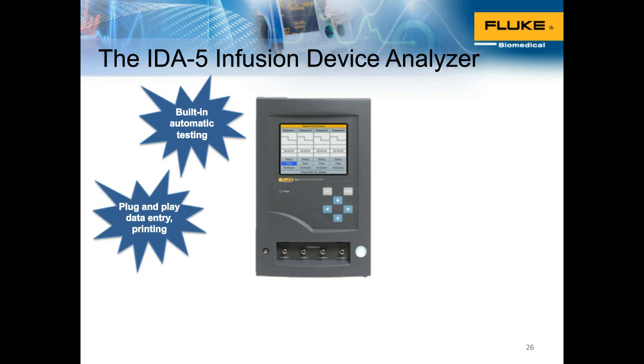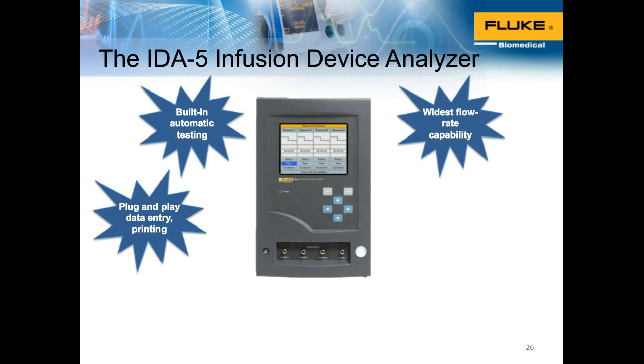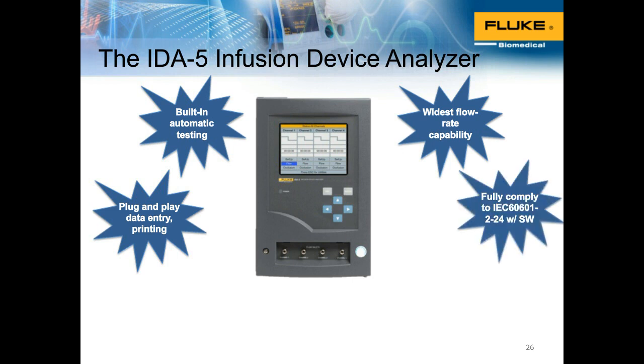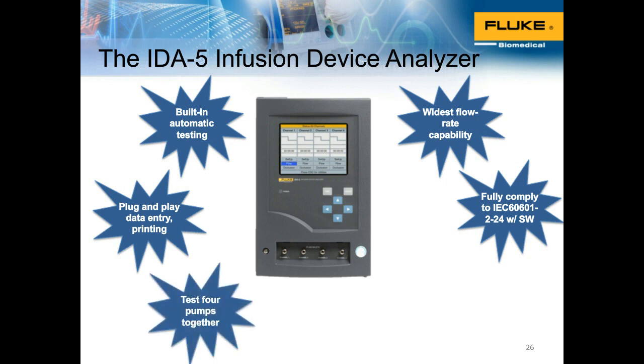It has plug-and-play data entry as well as printing, and what this basically means is there are no custom accessories. You can hook up a keyboard to it or a printer to it, print the data right away. So it's up to you what you want to use in terms of accessories. It also has a very high flow rate capacity, up to 1,600 milliliters per hour. It complies to the 60601 standard for infusion pump testing. It can test up to 4 pumps together. And if you use this with our automation software, you can test more than that. We'll get into that a little bit later.